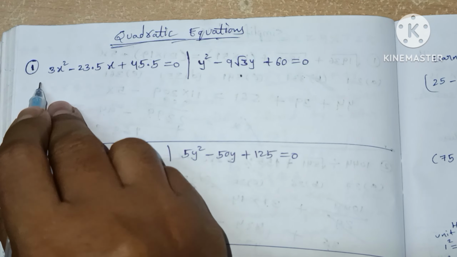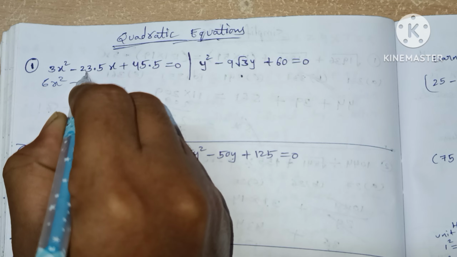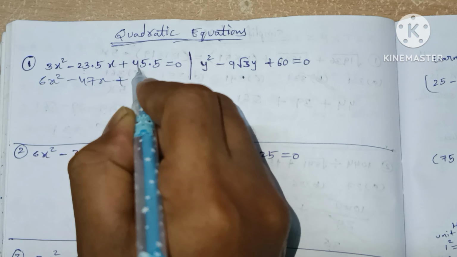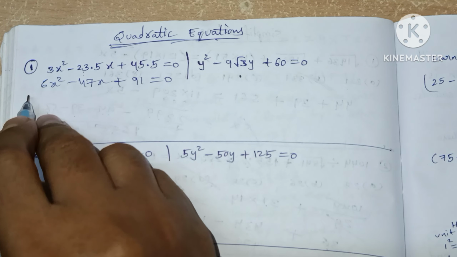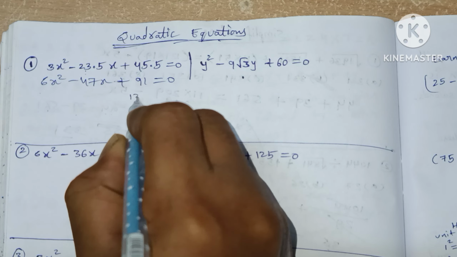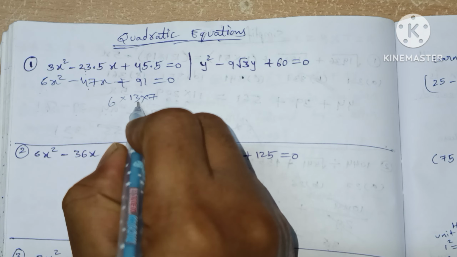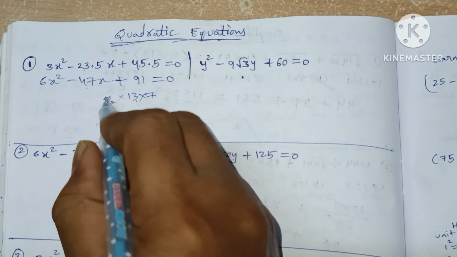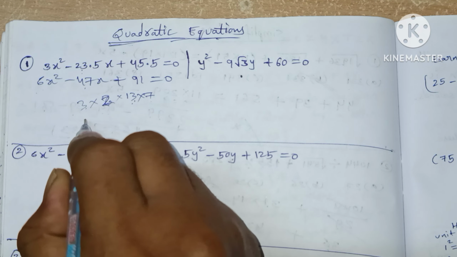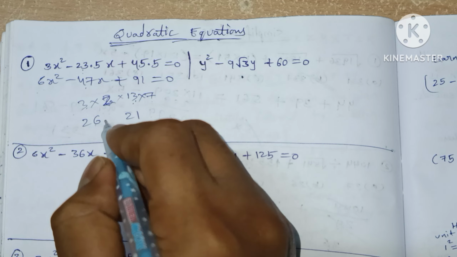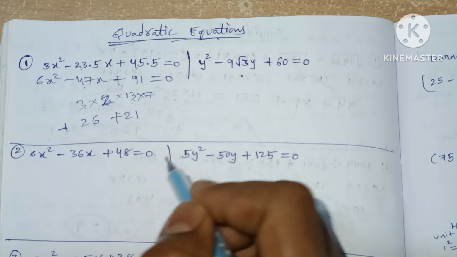Quadratic equations. Question number 1. Multiply this with 2. 6x square minus 47x plus 91 equals 0. Here it is 13 7 times, and into 6 we need to get 47. If it is 2 times and 3 times, this will be 26 and 21, and the roots are positive. So these are the roots.